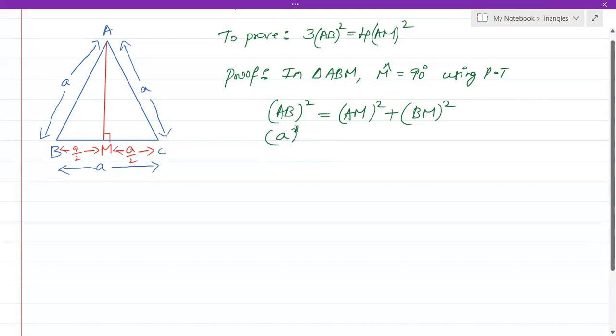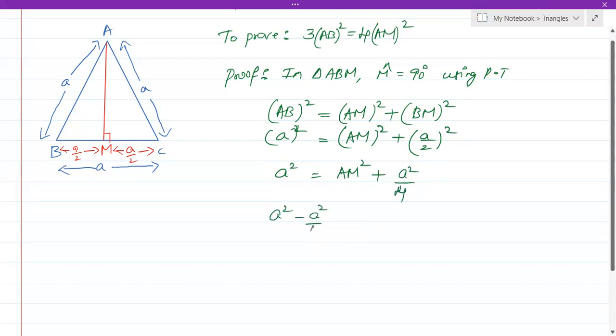Let's substitute it. AM, let's keep AM as it is. And BM value is A by 2 the whole square. So A square is A square itself. AM square is AM square itself. A by 2 the whole square is A square by 4. Let's transpose A square by 4 to the other side. So it will become A square minus A square by 4 equals AM square.